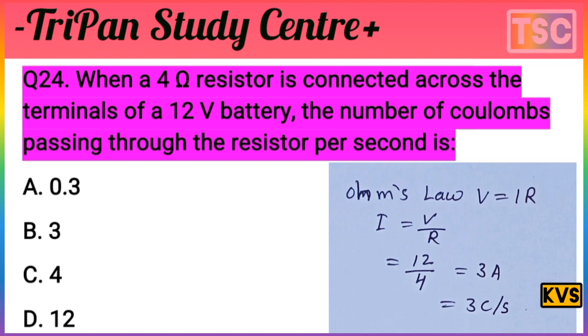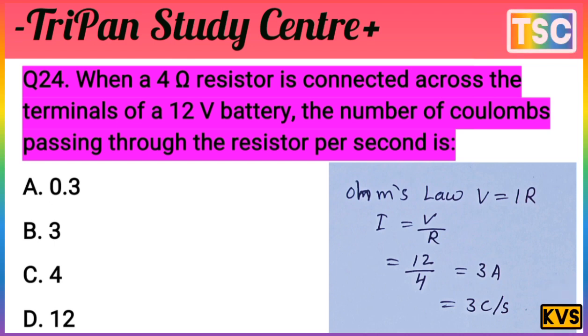It means I is equal to V upon R. The voltage is 12 and the resistance is 4. You know that 12 divided by 4 gives 3. That's important. It means the answer is 3, and option B is correct here.